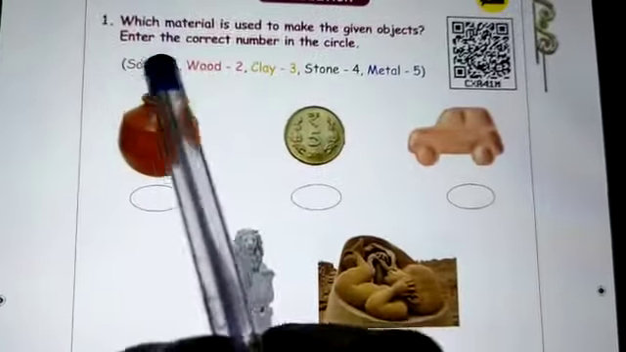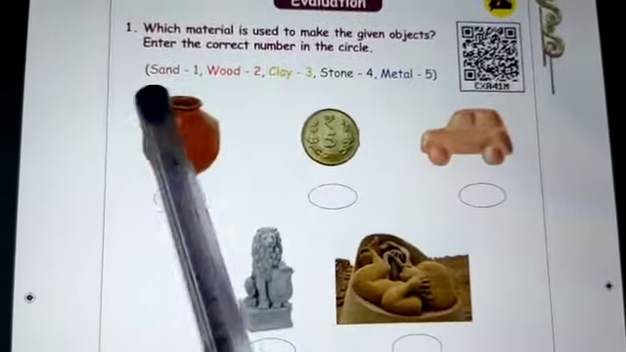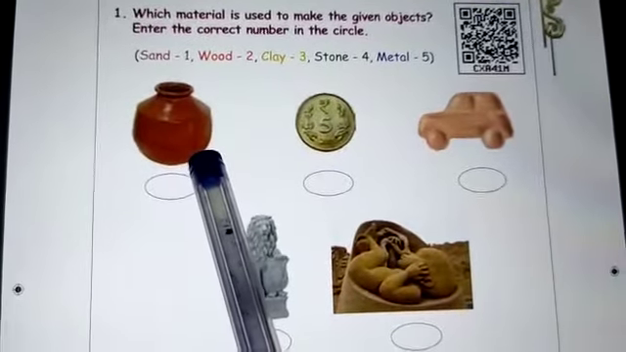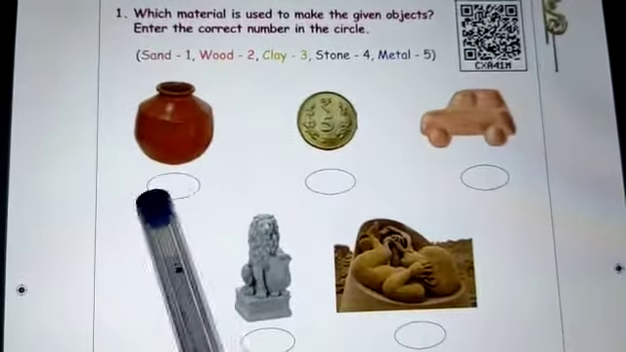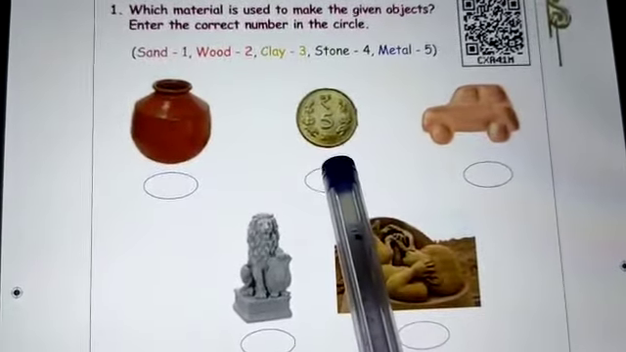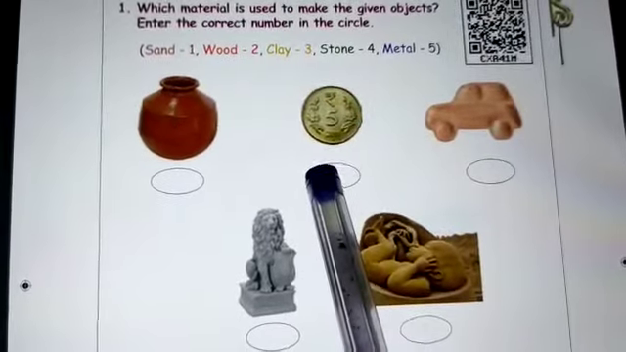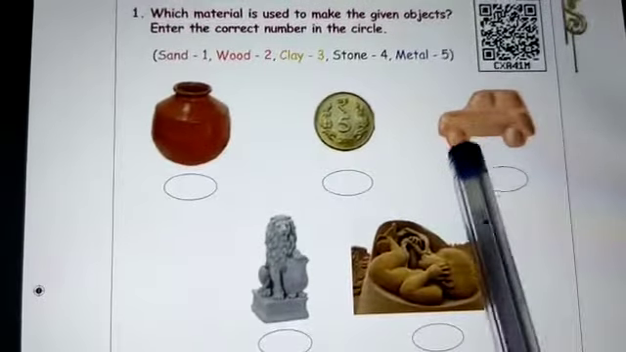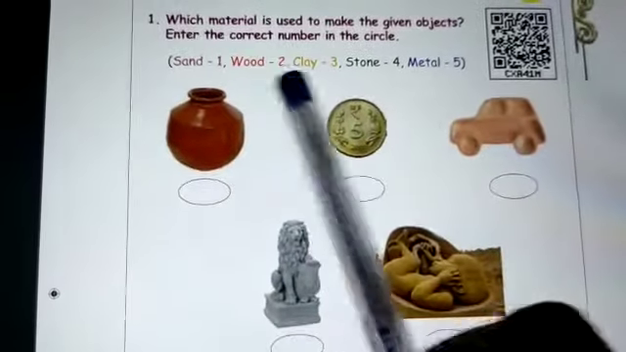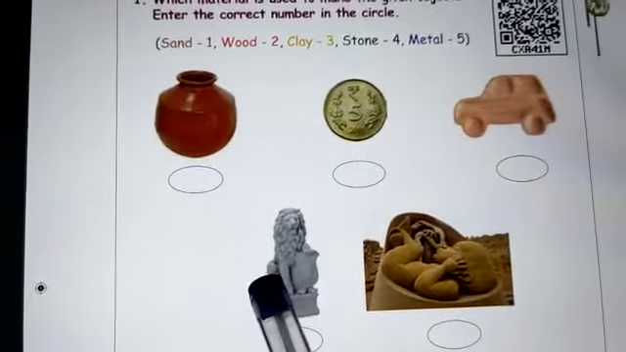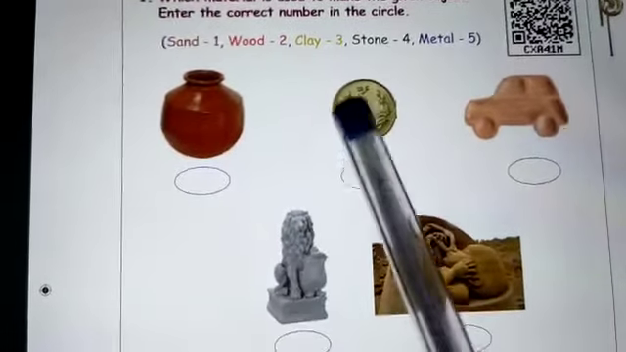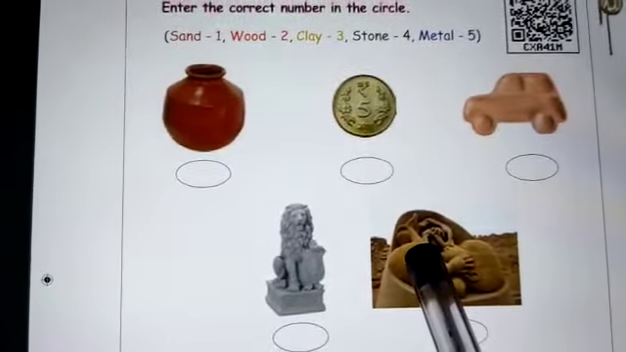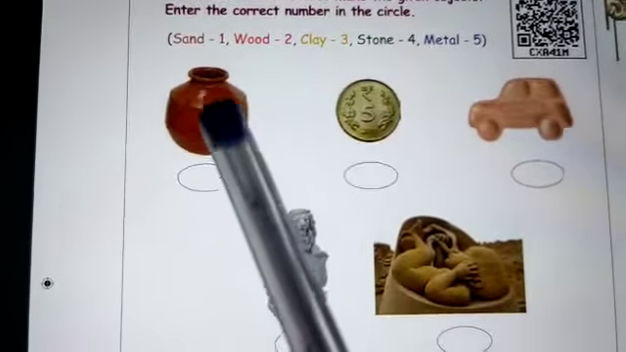See this question. Which material is used to make the given object? Enter the correct number in the circle. This is a pot. This is made of, yes, wood. So you have to write 2 in this circle. This is a 5 rupee coin. It is made of, yes, metal. So you have to write 5 here. This is a wooden car. It's a toy car. So wood is 2. Write 2 here. This is a stone sculpture. Stone statue. Stone is 4. So you have to write 4 here. This is, yes, sand. Sand art. Write 1 in this circle.